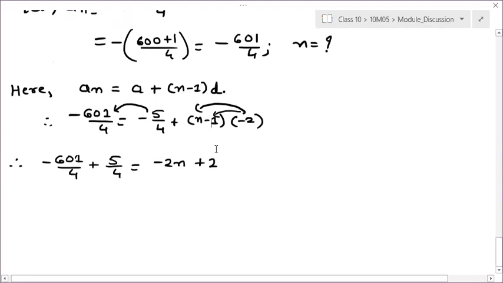Right. So here if I simplify, minus 601 plus 5, what will it give you? Tell me. Minus 596, or not? Right. Minus 596 by 4 is equal to minus 2n plus 2. So if I simplify over here, can I divide by 4? 4 ones are 4, then 1 will be left. 19: 4 4s are 16, then 36. Yes, I can divide this by 4. 4 ones are 4. Okay. 19: 4 4s are 16. Then 36: 4 9s are 36.